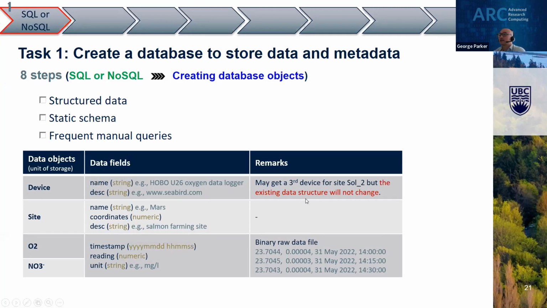This SOL2 site doesn't have anything at the moment, but it may get a new device, or it may get a third device in the future. But this is not going to change the structure of our data object. You're still going to have the same data fields. All you will have is a new record under device name, for example, phosphate data logger, and a description to the new vendor's website.